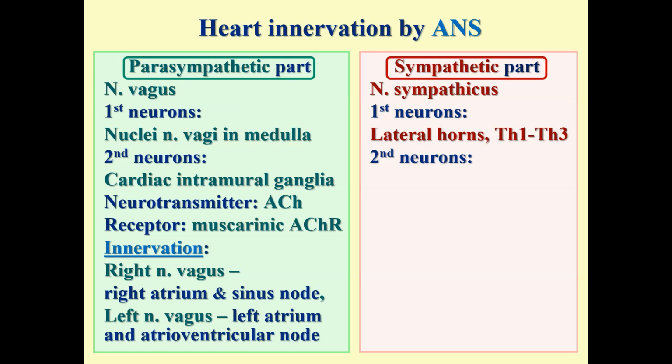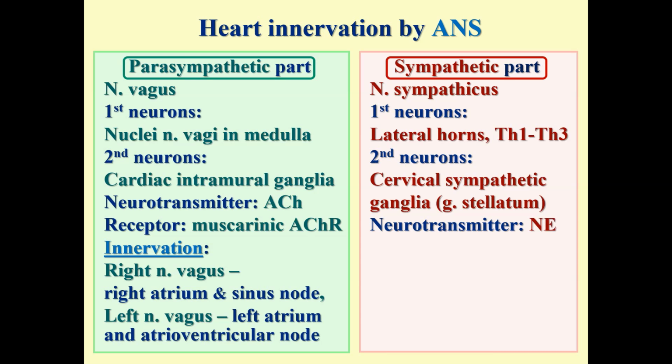Then, where are the second neurons located? In the sympathetic system, preganglionic fibers are much shorter because ganglia are located very close to the spinal cord. And really this is the cervical sympathetic ganglia, or ganglion stellatum, star ganglia. And the transmitter is norepinephrine. I hope it's clear that the parasympathetic transmitter is acetylcholine. In all preganglionic fibers we have again acetylcholine, and the only difference is made by the postganglionic fibers of the sympathetic system. This is norepinephrine.